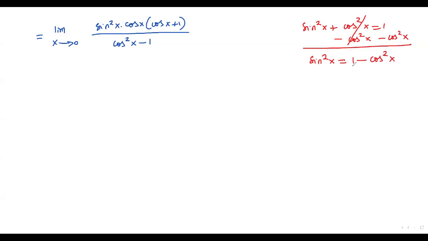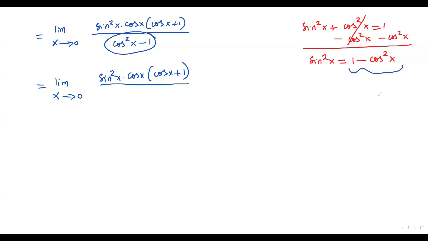So for this 1 - cosine square x, we can plug in sine square x. But in our problem, in the denominator, we have cosine square x - 1. So we have to get this cosine square x - 1 as 1 - cosine square x. How do we have to do that? Let me do it in the next step. So the limit as x approaches 0, in the numerator, we write the stuff as it is: sine square x times cosine x times (cosine x + 1) over. Now I have to get this cosine square x - 1 in the form of 1 - cosine square x, so that we can plug in sine square x for this 1 - cosine square x. So how can we get this cosine square x - 1 as 1 - cosine square x?